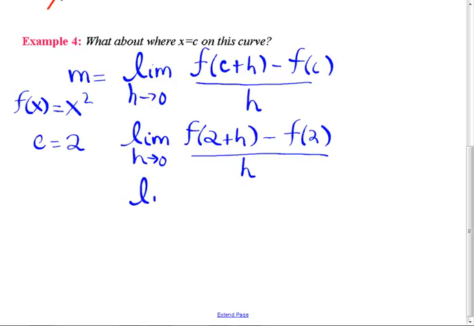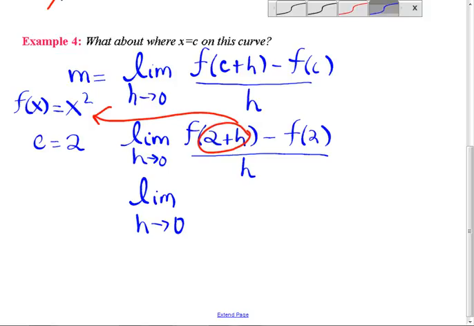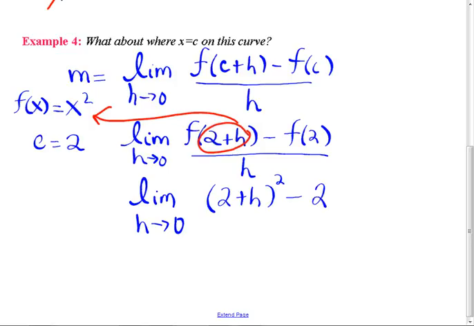So it's the limit as h goes to 0. Okay, so it's x squared, so my x is 2 plus h. This is what goes in for x. If you have questions on that, you need to come and get some extra help. Okay. So I'm going to get 2 plus h quantity squared minus, and then what I'm going to put in for x. We've done this problem before.